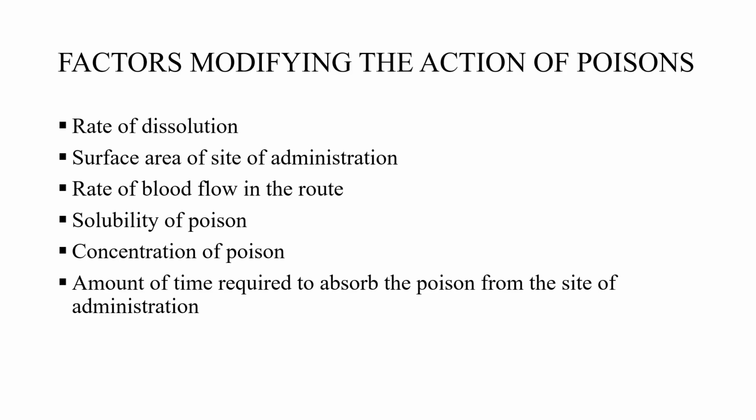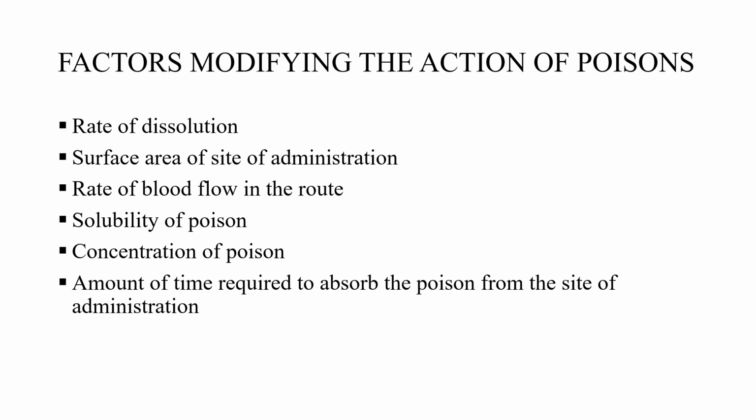So, first the poison will dissolve in our body based on its solubility and the concentration. That is, the more the amount of poison, the faster the action will be. The less the amount of poison, the slower the action will be. The rate of blood flow: the more the blood flows from the site of administration, the more actively and quickly the poison will spread throughout the body of the person, and the action will start fast.